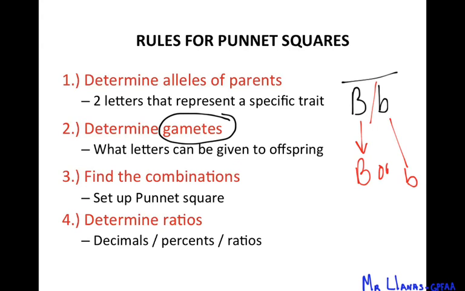Once we do that, we can find the combinations. We make our Punnett square, and we can find the combinations of what the offspring would look like. After that, we can determine different types of ratios, and the ones we're going to be talking about are the genotypic ratio and the phenotypic ratio.